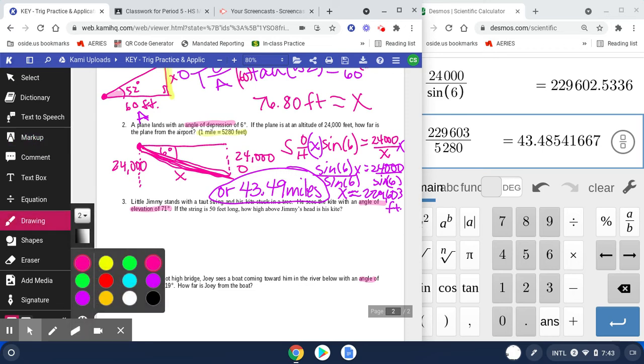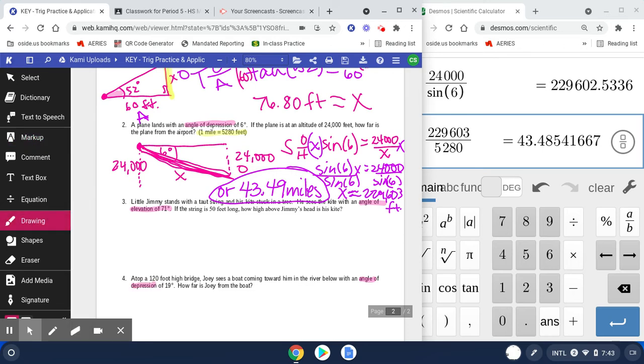So let's go draw it. Little Jimmy stands with a taut string and it's stuck in a tree. He sees the kite with an angle of elevation of 71. If the string is 50 feet long, how high above Jimmy's head is his kite? So here's little Jimmy standing here. He's got the taut string and his kite is stuck up here in a tree. And it says that his angle of elevation is 71 degrees. If the string is 50 feet long, how high is that kite stuck up in the tree?